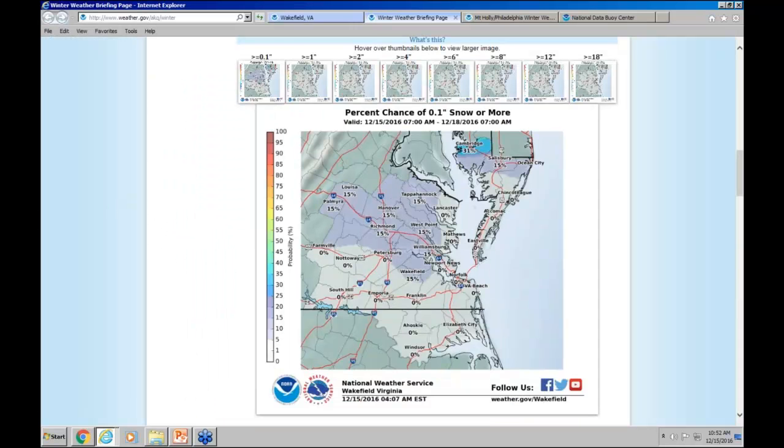So this is a neat way to quickly interpret: okay, there's a very small chance I might see a period of maybe a little bit of snow and sleet. What's the chance I'm going to get an inch? It's really not going to happen.